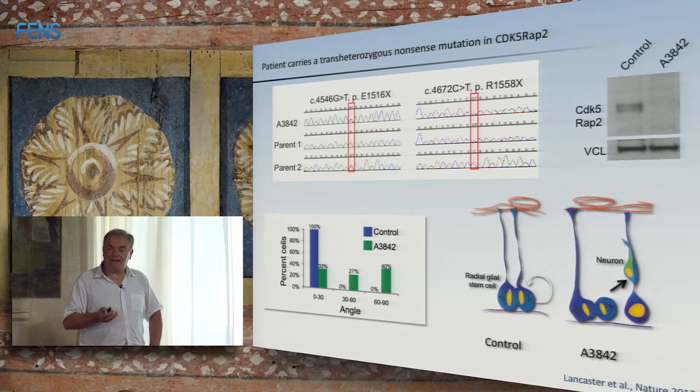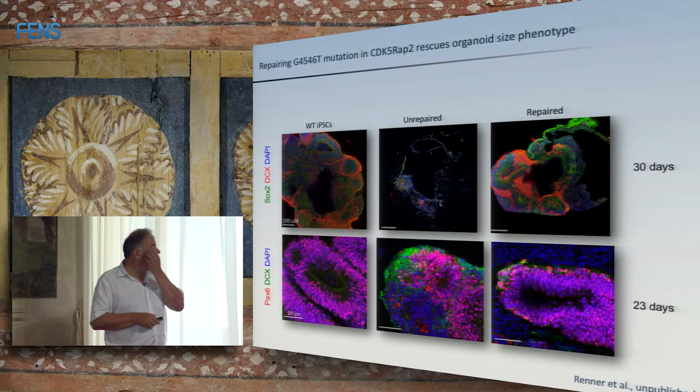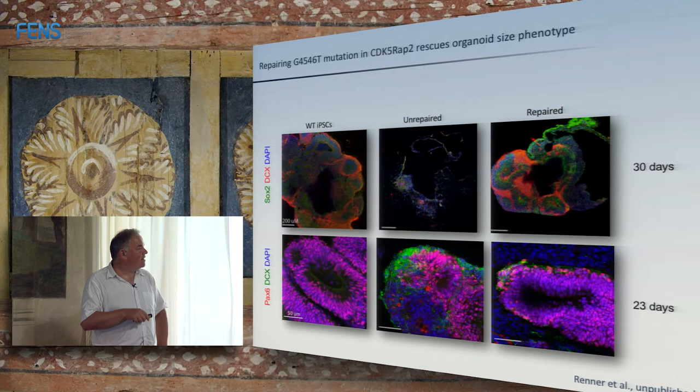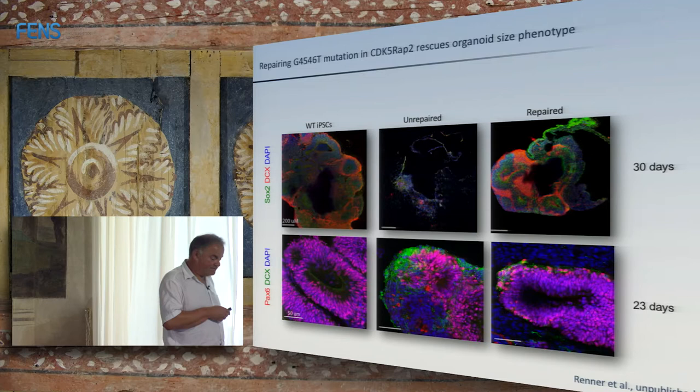One thing that is very important is that we have to be sure that this mutation is actually responsible for the phenotype. We've repaired the mutation, and by repairing one of those two stop codons back to the healthy sequence, both the size of the organoid and the premature neuronal differentiation can be repaired.